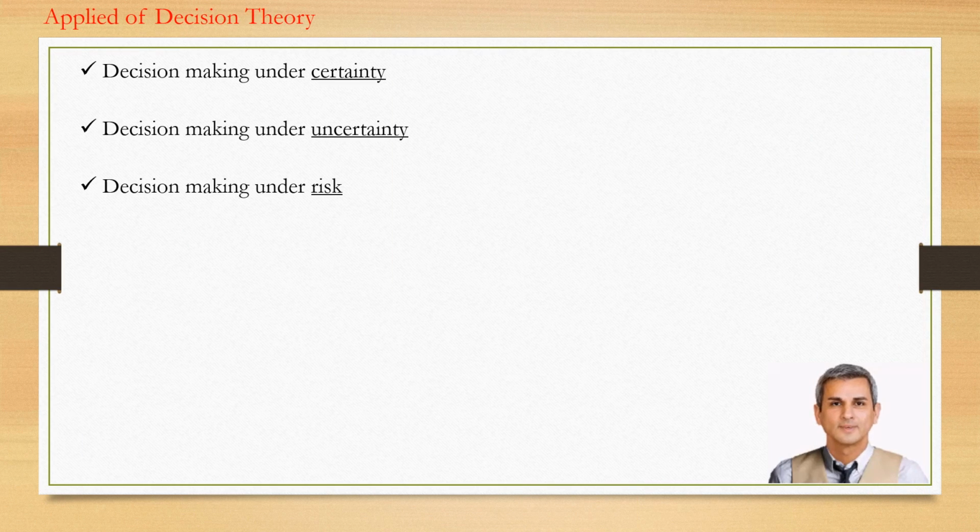Well, how is decision theory applied? Decision theory can be applied in 3 different ways. First of all, decision-making under certainty. Secondly, decision-making under uncertainty. Finally, decision-making under risk.